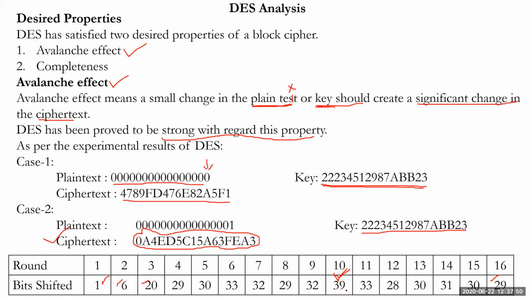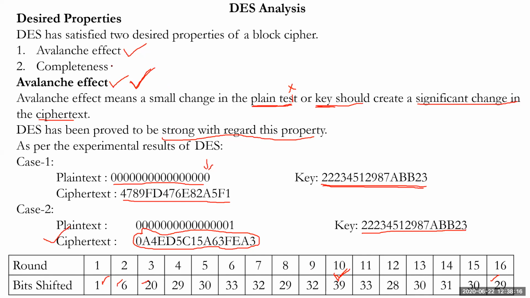That is why a single bit change in the plaintext or key will make huge changes in the ciphertext. So this is the statistical information regarding each and every round, how things get changed. This avalanche effect is strongly satisfied by DES.